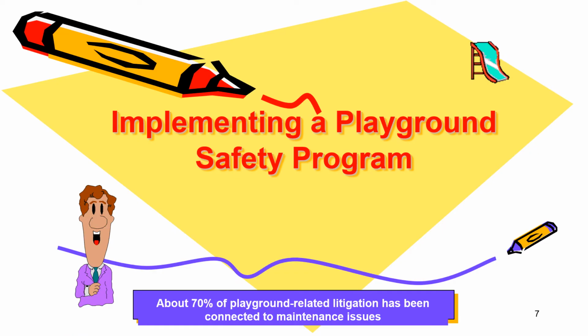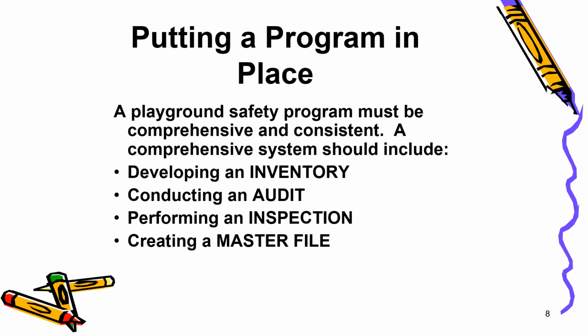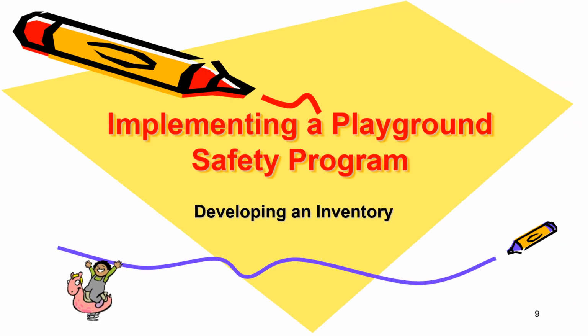Now that you understand how to evaluate and eliminate potential hazards, let's take a look at how to implement a playground safety program. A playground safety program must be comprehensive and consistent. A comprehensive system should include developing an inventory, conducting an audit, performing an inspection, and creating a master file. Let's take a look at developing an inventory.